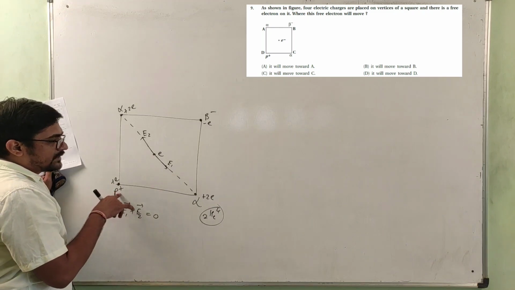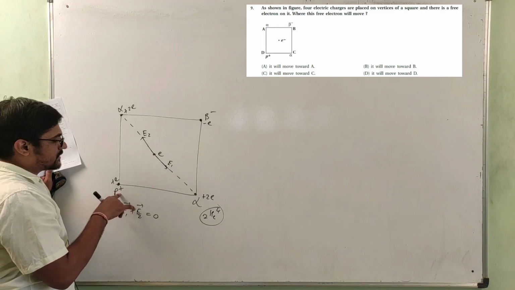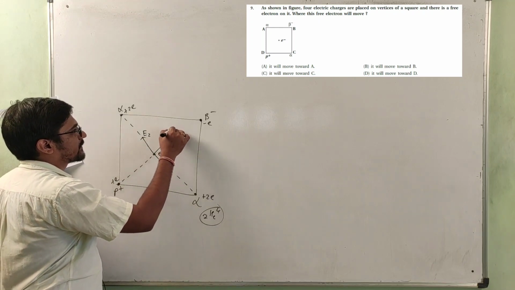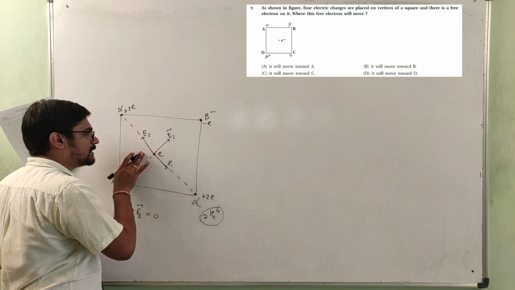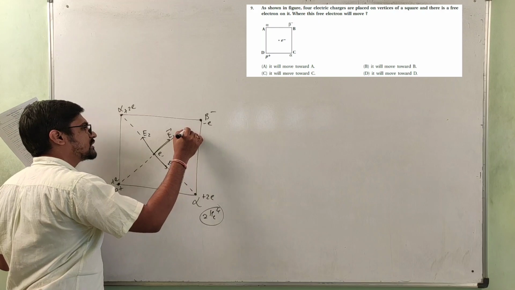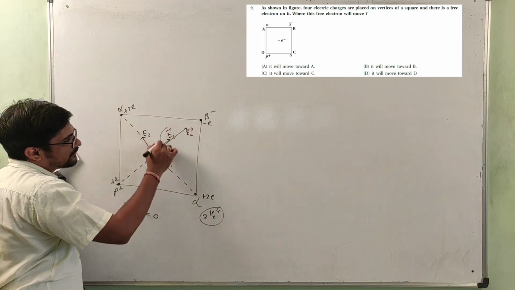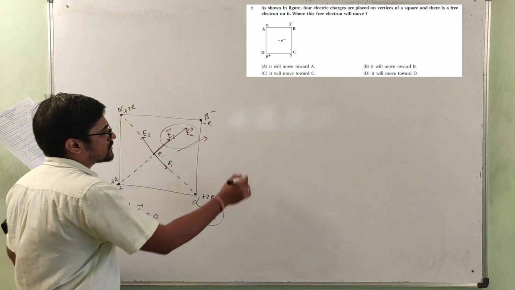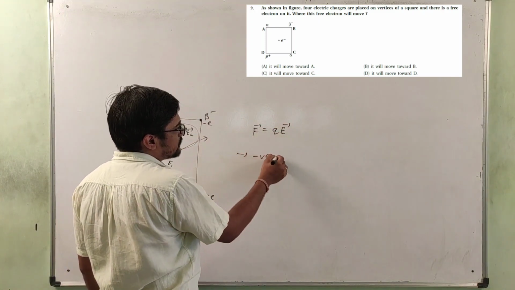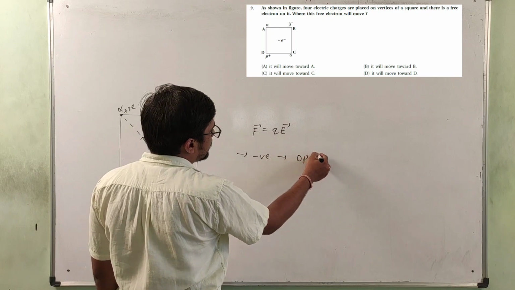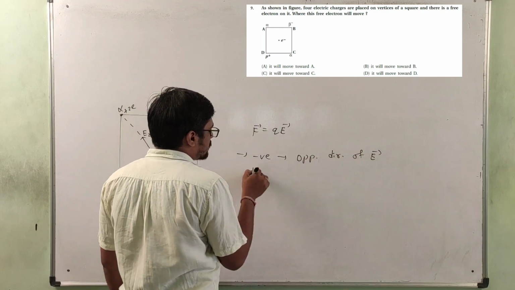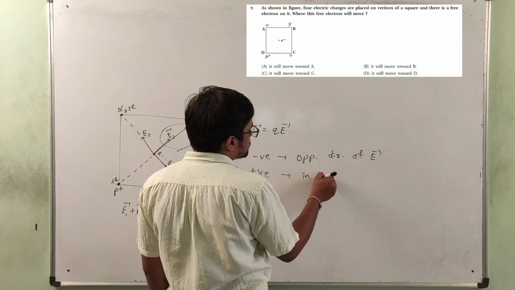Now the electric field due to the plus e charge is going outward from this charge, that is in this direction, and due to the minus charge it is inward, from the point to this charge, so it is in this direction. So the resultant field is in this direction. The force acting on a charge in an electric field is qE. The force acting on a negative charge is in the opposite direction of the electric field, and the force acting on a positive charge is in the direction of the electric field.